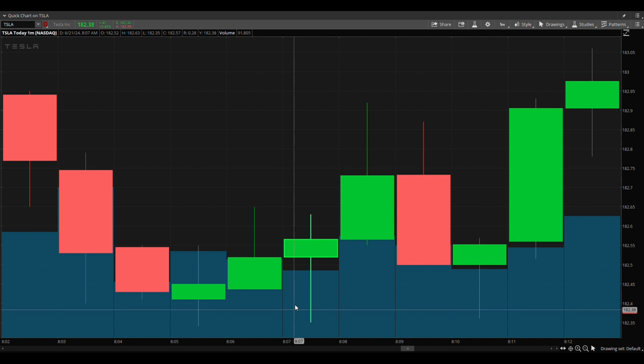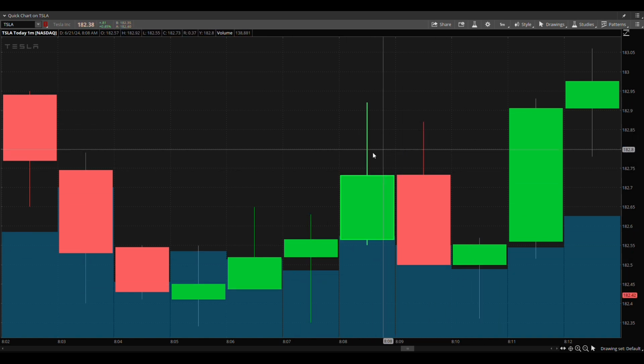Because sometimes you could have a squiggly line going up and down. It's not really showing you much. It's more of a hassle to try and read that. It's a lot easier to read these once you get used to it. It is a lot easier to read these Japanese candlesticks.